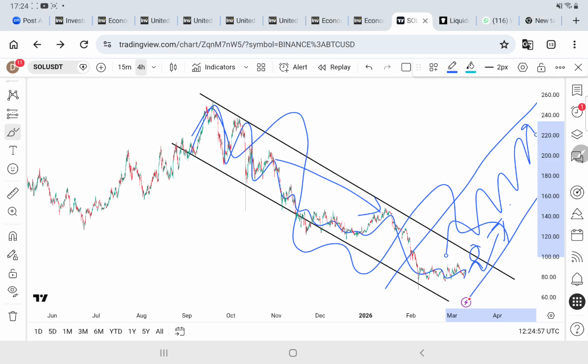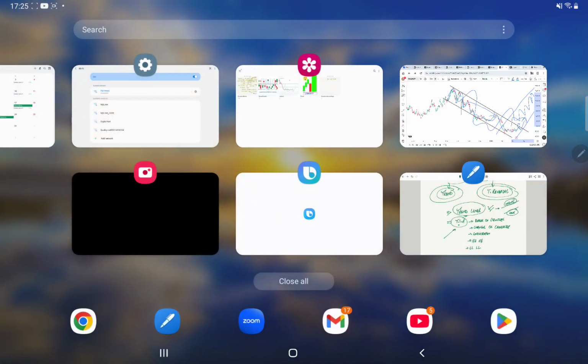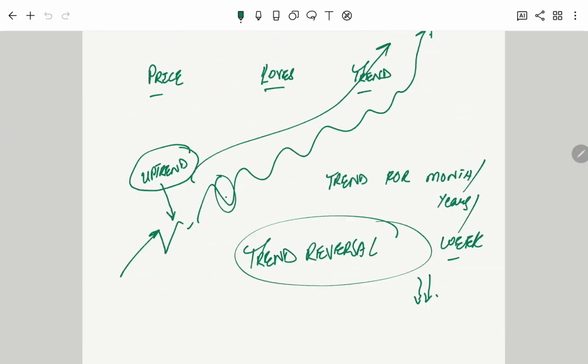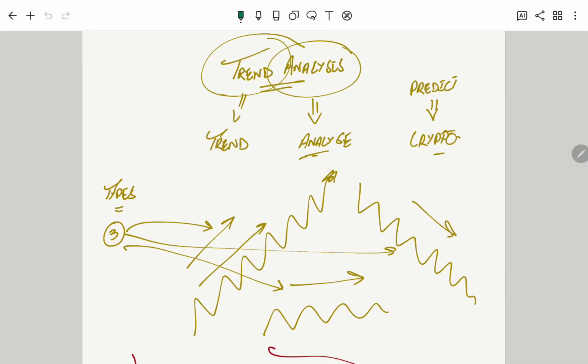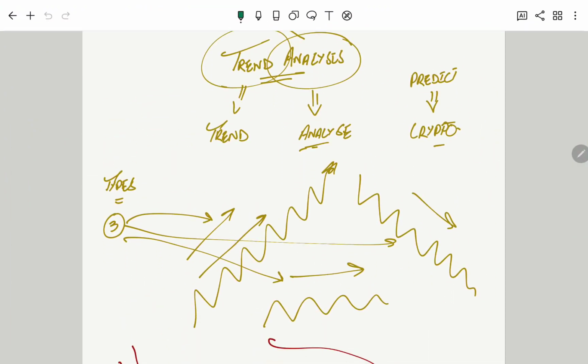So you could see that something as simple as just the trend lines can not only help you spot the trends, but also help you spot the very important trend reversals, which is the basis of our trend analysis. So this is what we discussed today. We discussed what a trend is and how to analyze it.